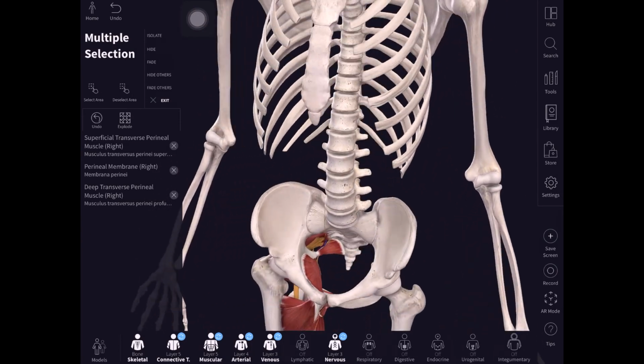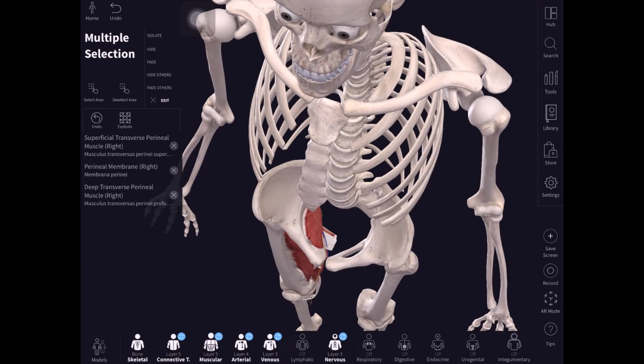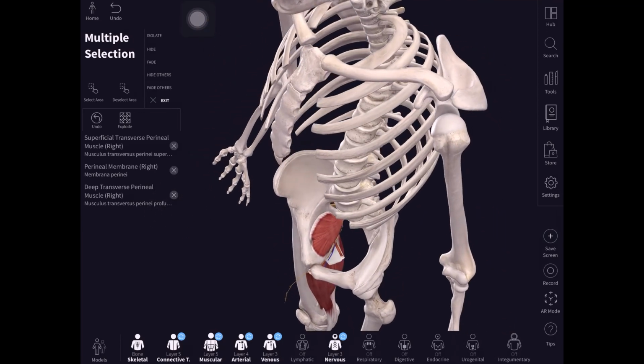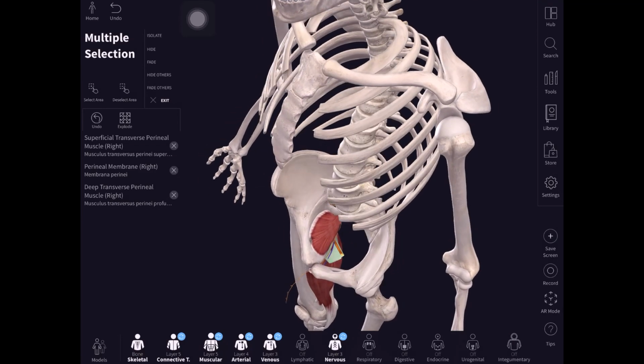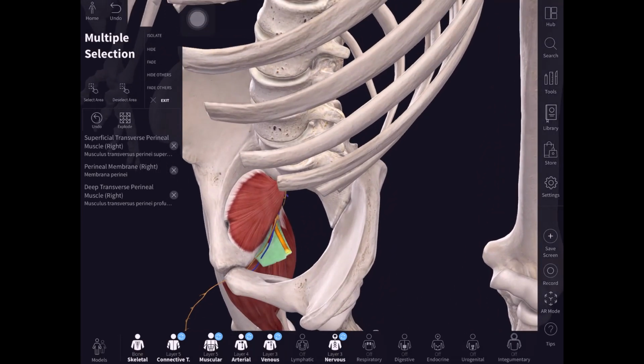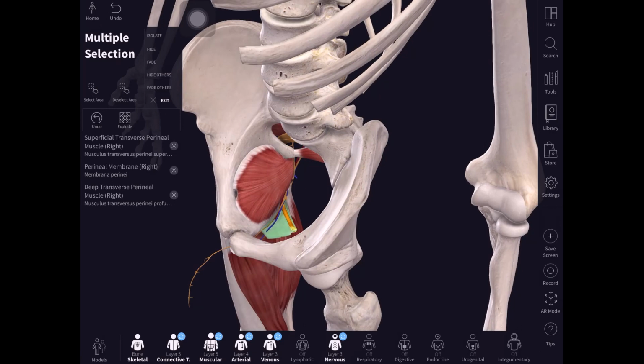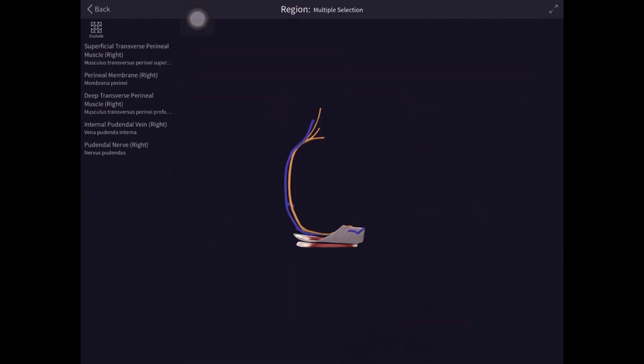Okay, so we are done with the obturator internus, deep transverse perineum. Now here we need the internal pudendal, that is already there. You see there is a vessel there on the top. If I go there, you see, maybe if we can multi-select this thing also and this also, and let us isolate. Now you see this is the relationship.